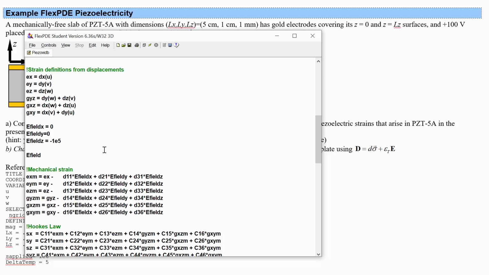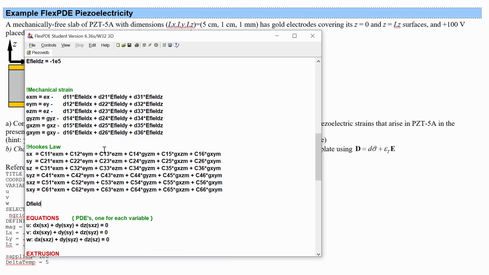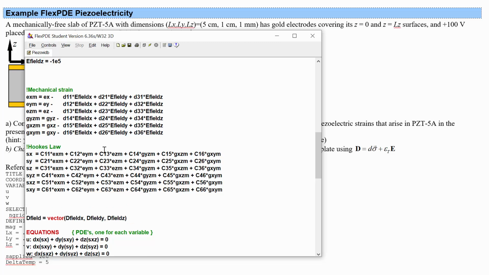So we'll say E field is a vector. Is this worth doing? Maybe. Let's, not yet. Okay, so we'll say that the D field, now we'll put it down after we've got the stresses down there. D field is equal to a vector of D field 1, D field 2, let's just use D field X, Y, D field Z.